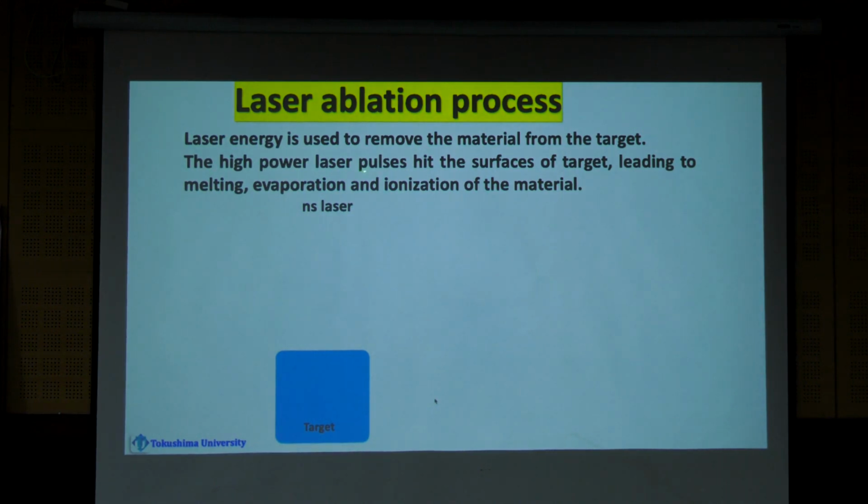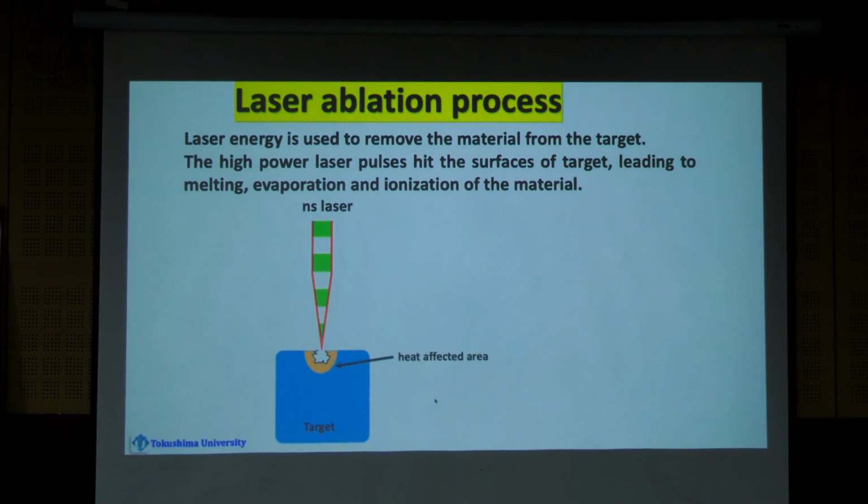The high power laser pulse hits the surface of the target, leading to melting, evaporation, and ionization of material. When the laser hits the substrate, melting of the target material, evaporation, or ionization can occur. Why melting? Because if the bulk material has a low melting point, the plasma is created here.